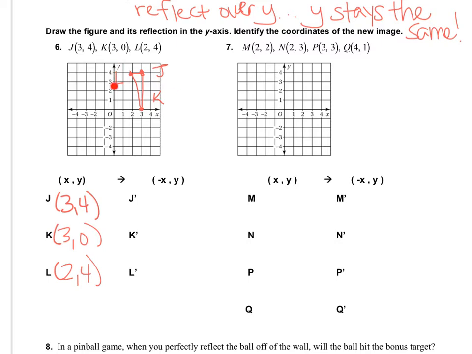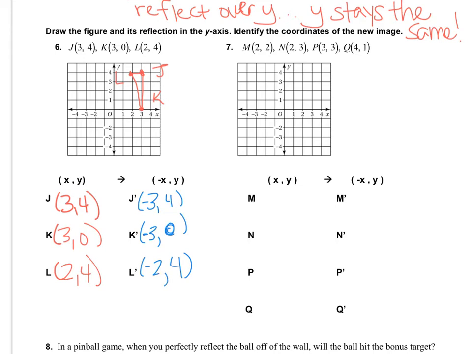Now let's reflect them over the y-axis. So this time we are reflecting over the y-axis. So the rule is that all the y's stay the same. So I'm going to start back here and say 4, 0, and 4. Those won't change. But the x-coordinates get multiplied by -1. So 3 goes to -3. Once again, 3 goes to -3, and 2 goes to -2. So let's graph the image.